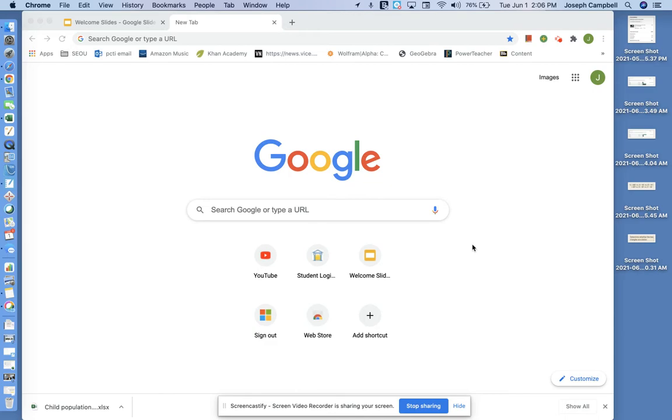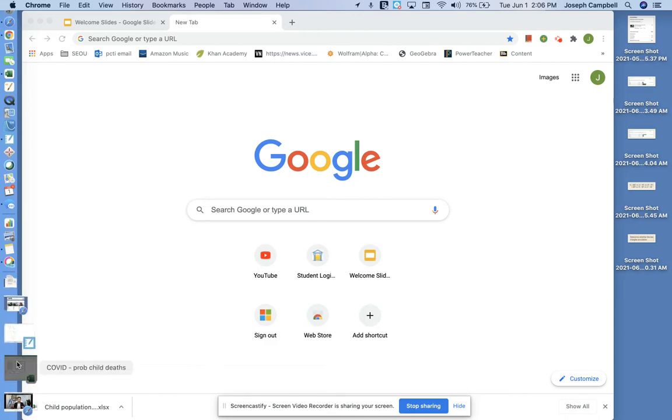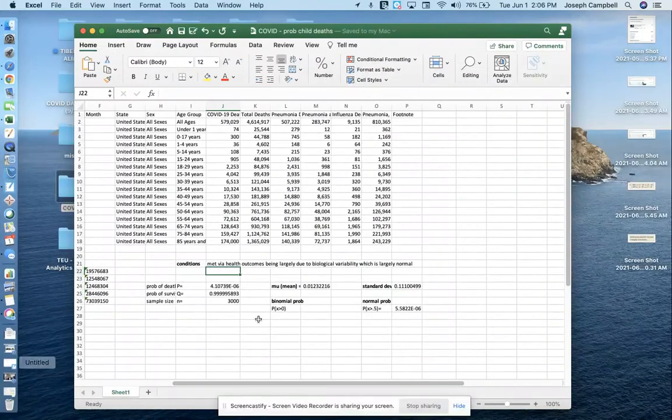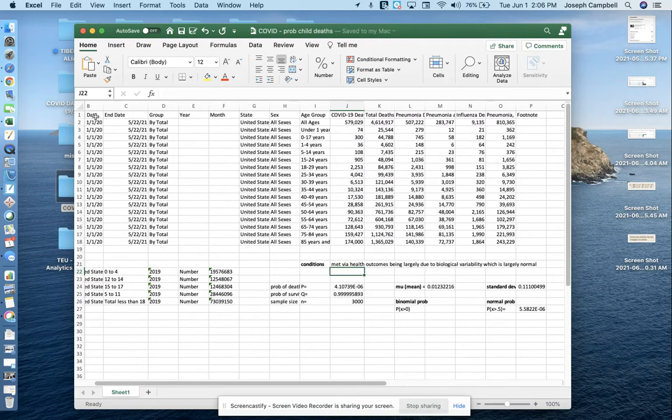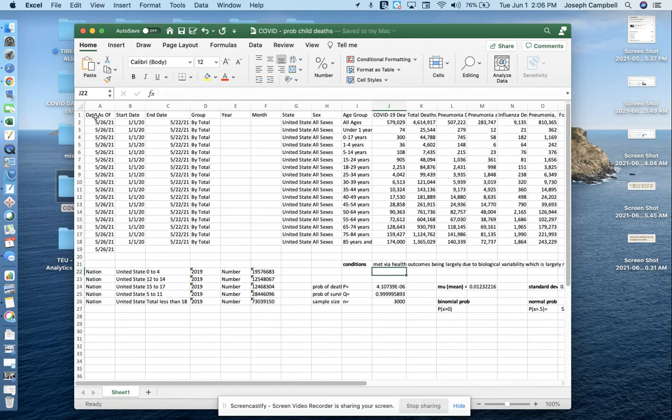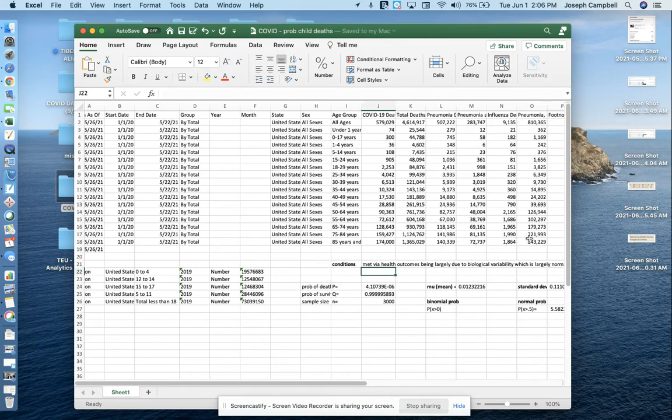Let me walk you through this little Excel file I put together here. Just so you know, this data is not made up. This has come off the CDC website. This is from today. It's the most recent data available. So this data is as of now.